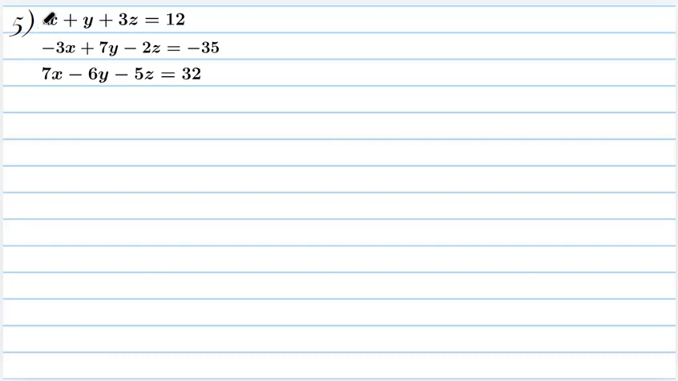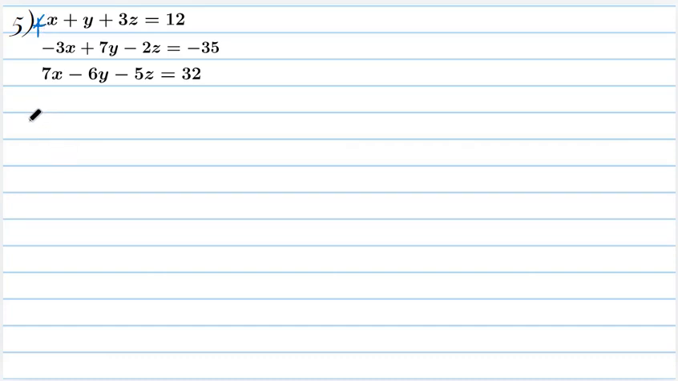Okay, so when we're looking at number 5, we want to see which one is going to be the easiest to clear out, either the x's, the y's, or the z's. On our x's, we notice that we have a 1 coefficient, and we have these two numbers, -3 and 7. On y's, we have a 7 and -6, so x seems easiest. Next, we need to define which equation are we going to use more than once. Well, this has the 1 coefficient, so this is the one I'm going to use more than once.